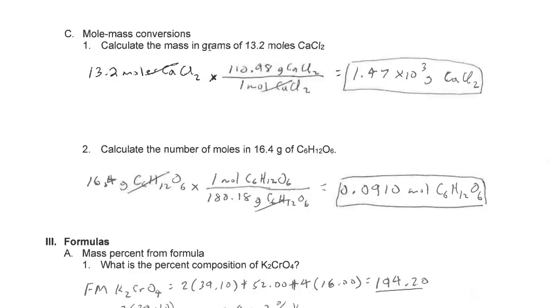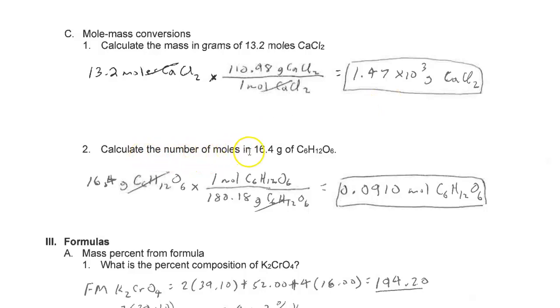This is important. Okay? What goes on top, what goes on bottom? Well, you want the moles on the bottom. Why do I want the moles on the bottom? Because I want to cancel these moles, and I want to be left with grams. See? So now I've got grams. So now we do the math. 13.2 times 110.98 divided by 1. This is exactly 1. I'm multiplying, dividing. How many significant figures here? 3. How many here? 5. How many should my answer have? 3. So 1.47 times 10 to the 3rd grams of calcium chloride, or 1,470. I would take either one. All right?